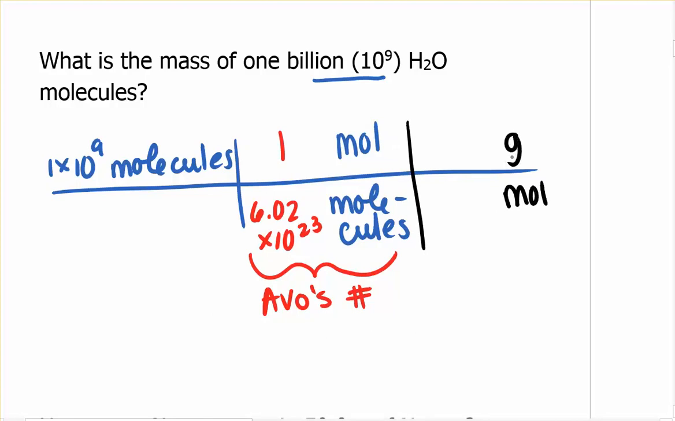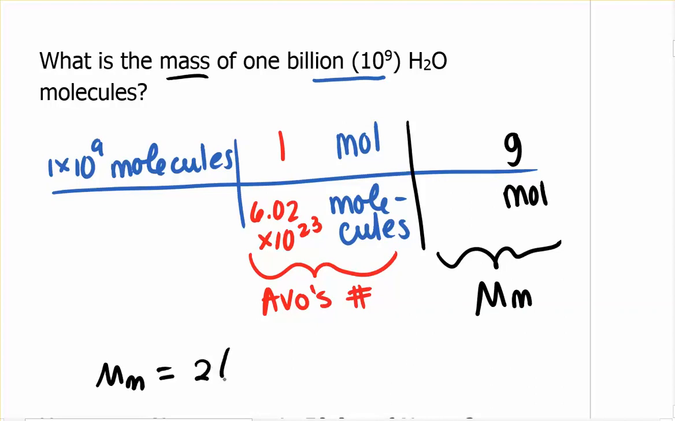I want grams. Mass is grams. So for this step, how do I know how many grams and moles? What's the relationship? It's molar mass. So I need the molar mass of water, which is pretty easy.